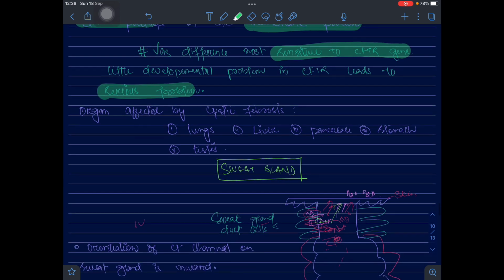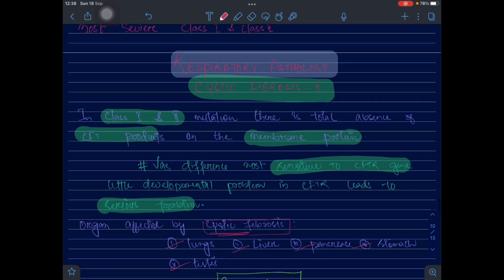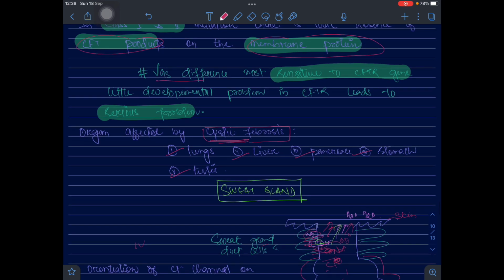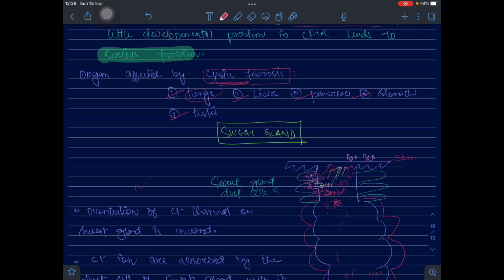So what are the organs affected? What are the main organs affected by cystic fibrosis? The main organs affected can be lung, liver, pancreas, stomach, and the testis. These are the main organs involved in cystic fibrosis. These are mostly affected. So here what we know is that class 1 and class 2 are the most severe types. Why? Because the CFTR product is totally absent in the membrane protein, and the vas deferens is most sensitive to the CFTR gene. And these are the organs involved: lung, liver, pancreas, stomach, and the testis.